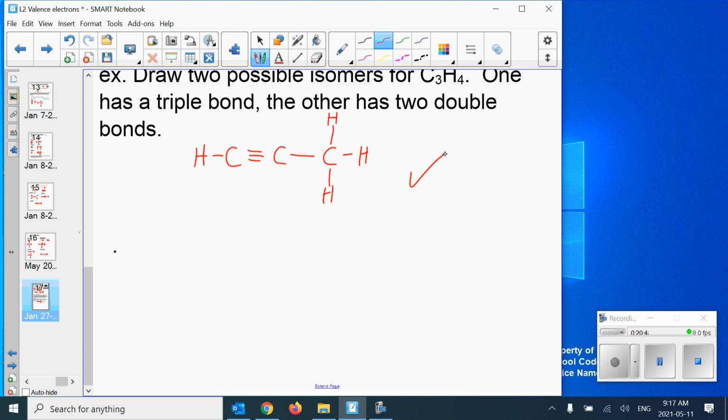How about 2 double bonds? That's possible. 1, 2, 3 for the carbon. Double, double. Now on the left, that carbon has 2 spaces for hydrogen. The middle one has 4 bonds already, so 8 electrons. The octet is satisfied. On the right, mirror image of the other end. Okay.